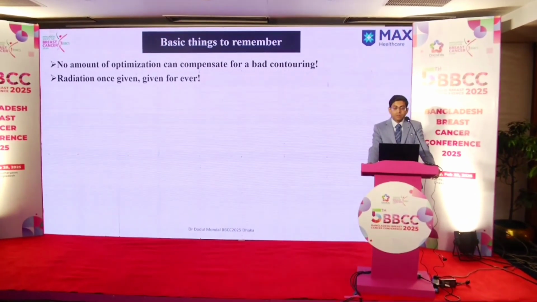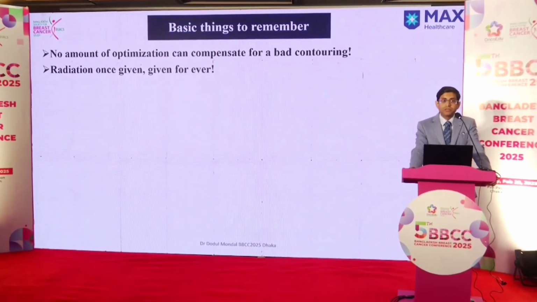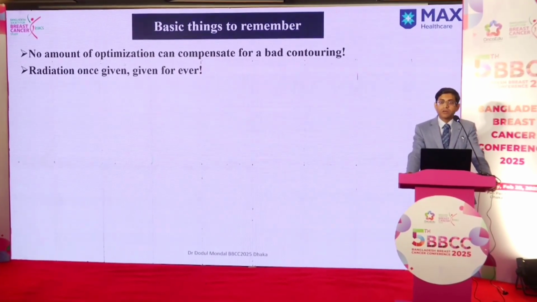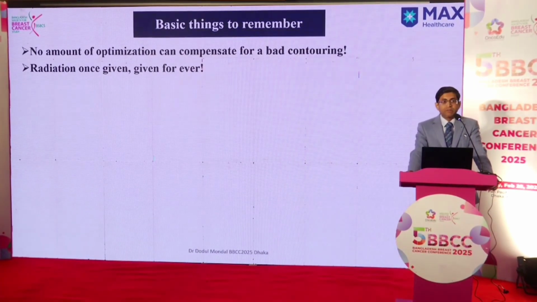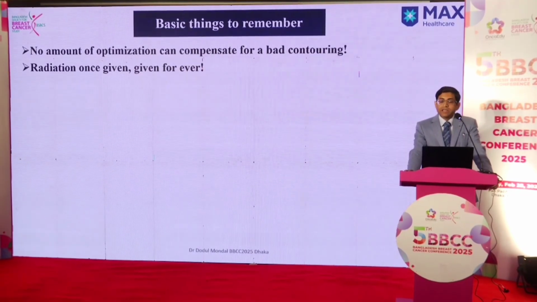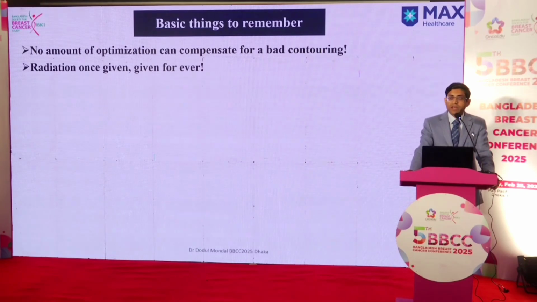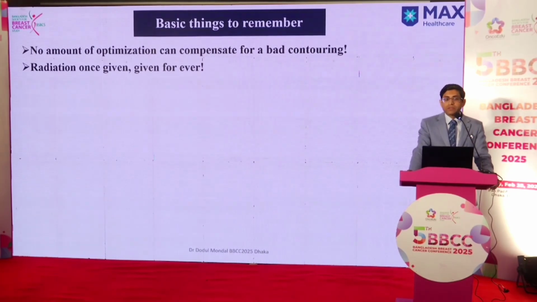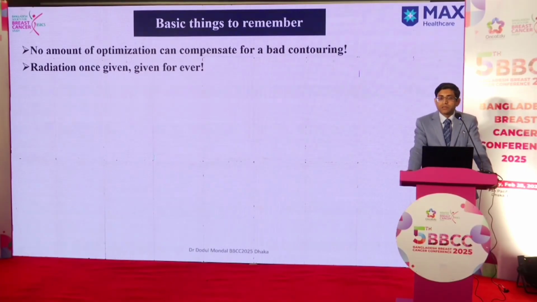These basic principles should always be there. The first thing which I always like to mention, that no amount of optimization can compensate for a bad contouring. So if you are contouring your target and you are wrong, then you are actually wrong everywhere. That becomes a systematic error in the entire system. And radiation, once given, is given forever. You cannot take that radiation away from the body. You cannot remove the DNA damage caused by the radiation. So your contouring before starting the treatment should always be absolutely fine. And every effort should be made that the contouring, the planning, and the dose distribution is actually acceptable.